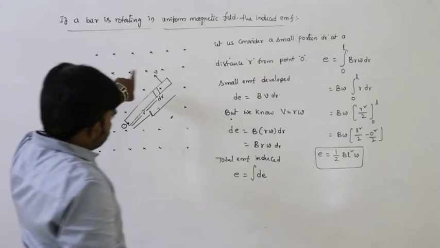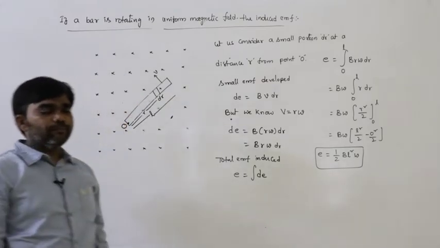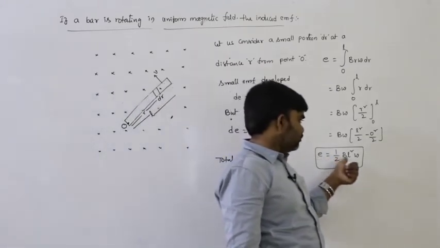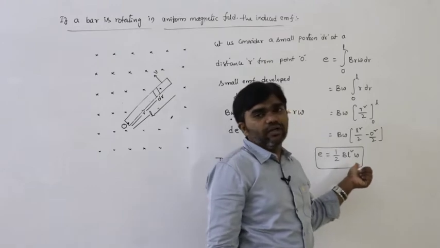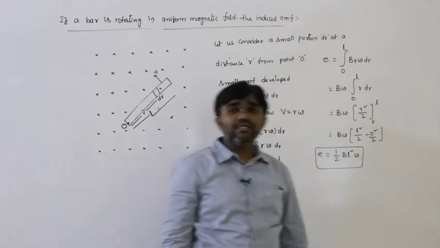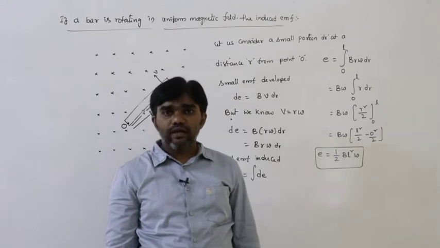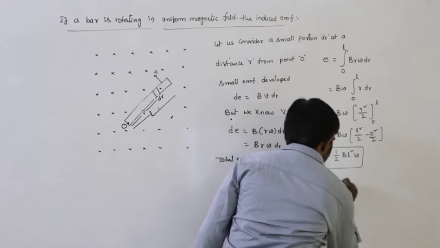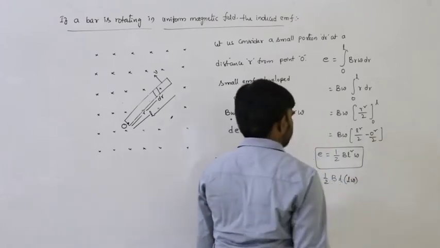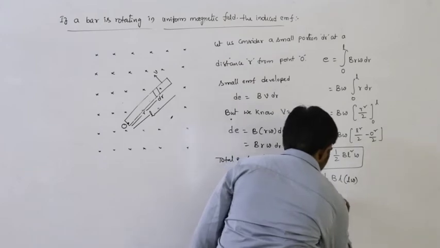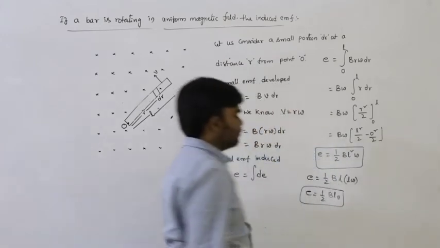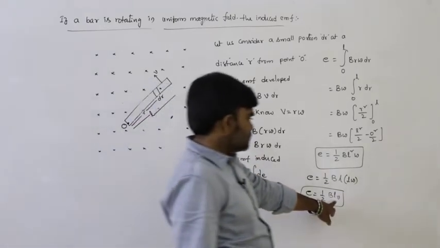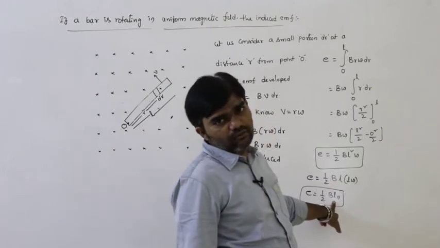If a conductor is rotating in the magnetic field, the EMF induced is half B L square omega. B is the magnetic field, L is the length of the conductor and omega is the angular velocity. Or if velocity is mentioned, E equals half B L into L omega, so E equals half B L V.